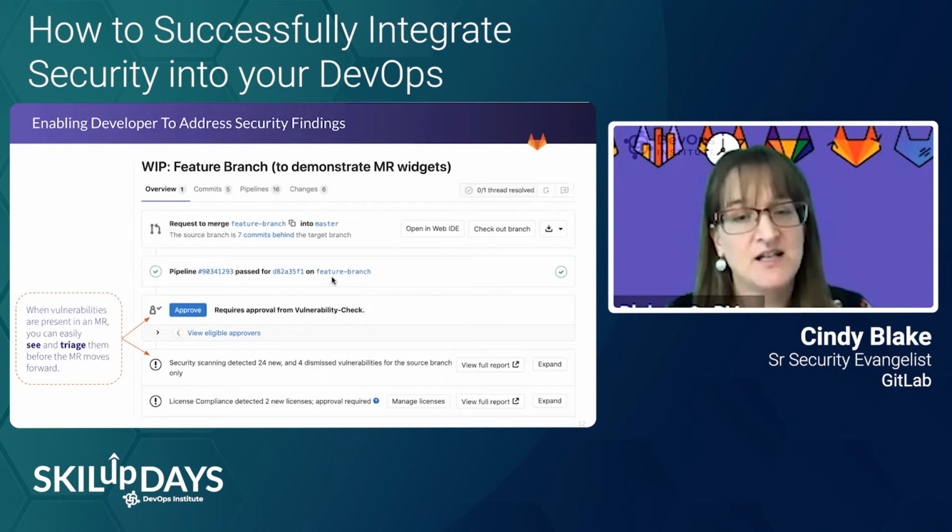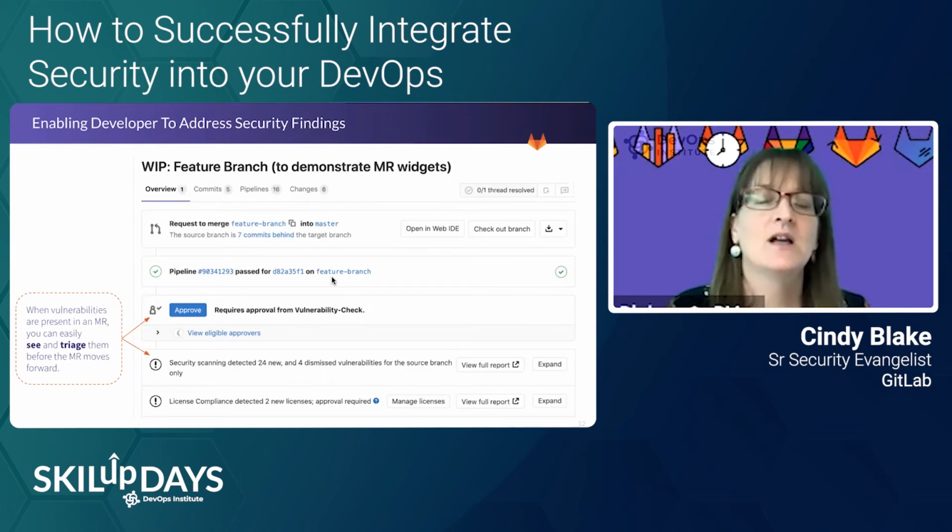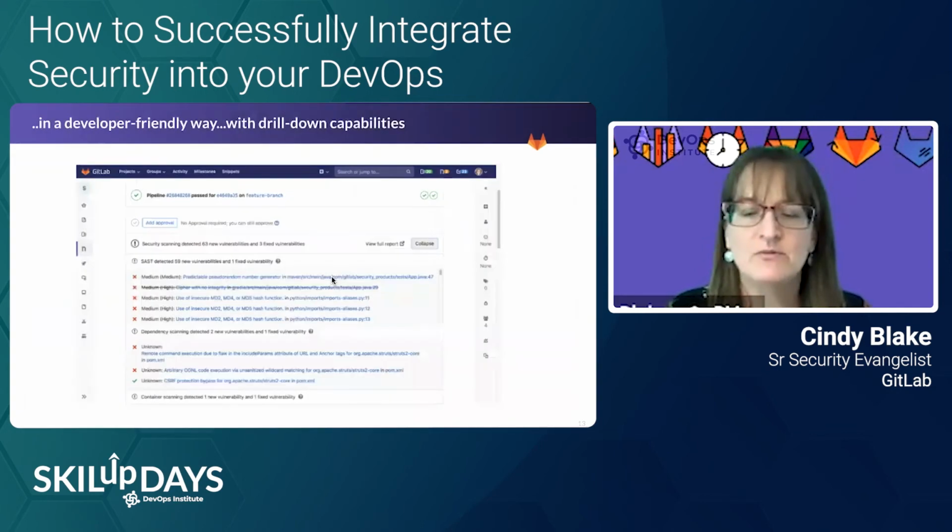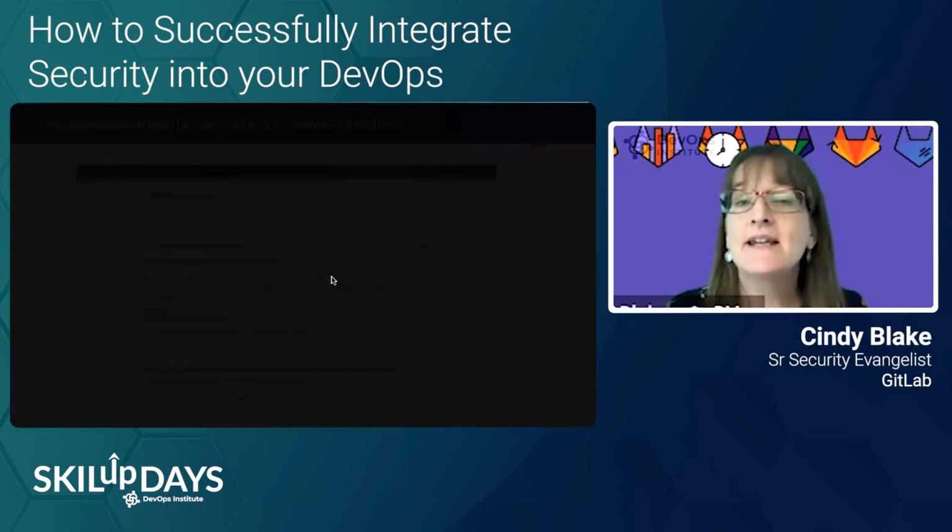So yes, even the dynamic testing results are available here at the point of code commit for that developer before their code is merged with anyone else's. And it's all in a developer friendly way with drill down, and they can look and see more information, recommendations for fixing the vulnerability, and they can take action.